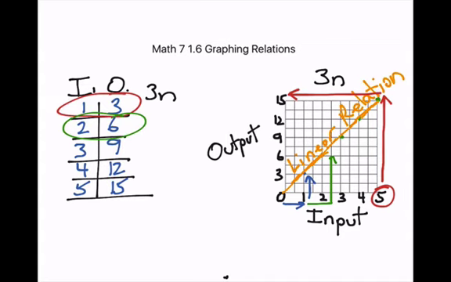Well, let's do it backwards. What if you have an output of 12 and you want to figure out what the input is? Well, then you can go from 12 over to the line and down to your answer, which is 4. This is how to graph input-output tables and linear relations.